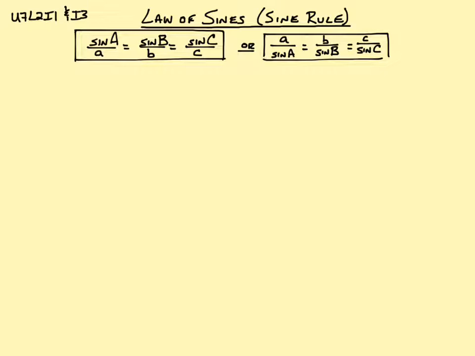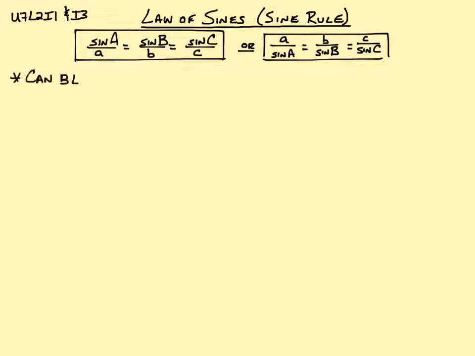So you can't have like sine A over little a equals little b over sine B. Right? So you've got to keep it all in one string. So either all of the sine values on the top and the side values on the bottom, or all of the side values on the top and the sine values on the bottom. So just make sure you're keeping those proportions straight and in order.